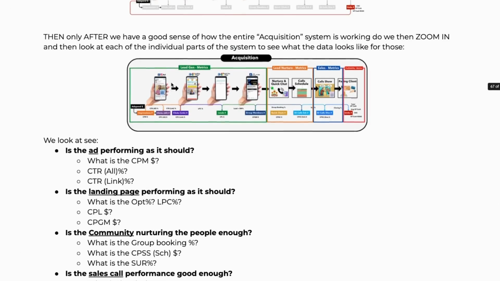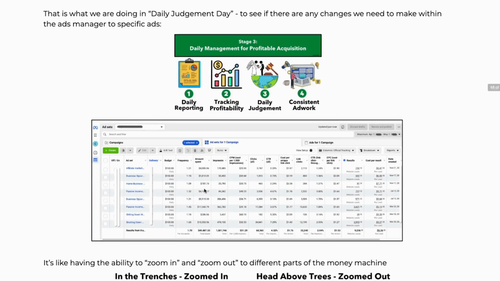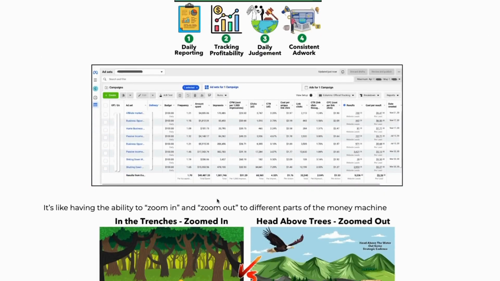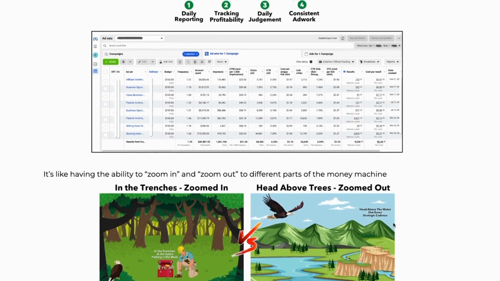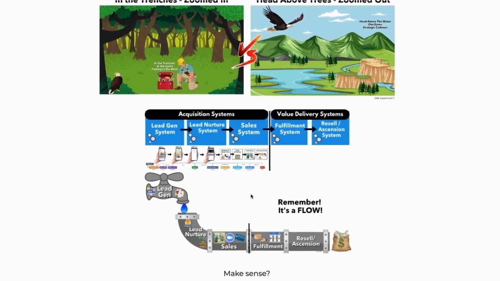We see, okay, what are the inputs looking like? What are the outputs looking like? How are each of the pieces individually performing? And then we zoom in and look at what the ads are looking like, okay? It's like having the ability to zoom in and zoom out to different parts of the money machine, according to how we want to set our mindset to think properly and make proper decisions, right?